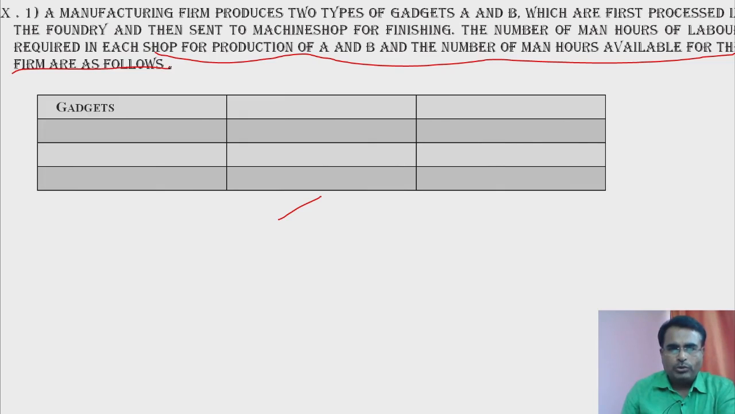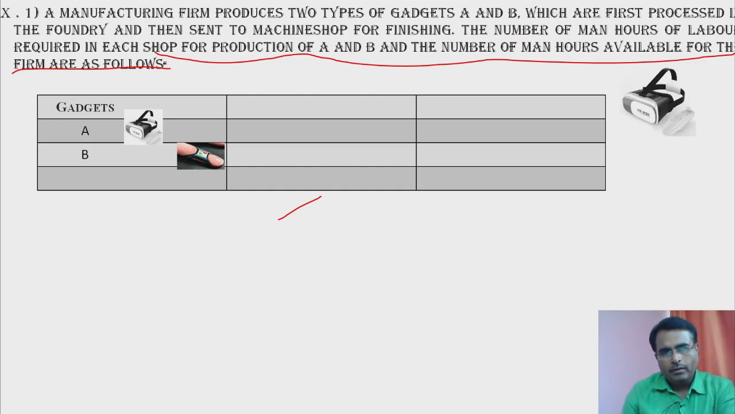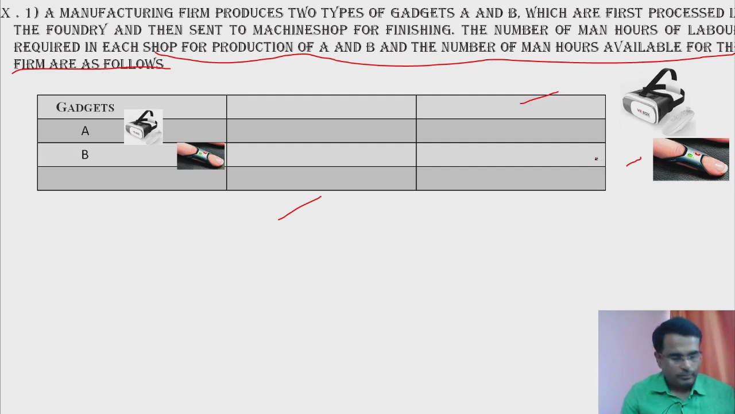We are going to produce two types of gadgets. Gadget A, suppose this is a virtual reality gadget, and gadget B is likewise a Fitbit band. This is again a small tiny gadget which can be fit on our finger, and that is connected to our mobile. So this is virtual reality gadget, and this is Fitbit band for a finger.